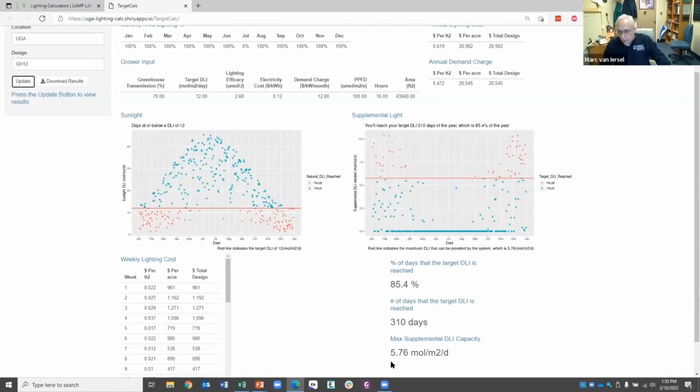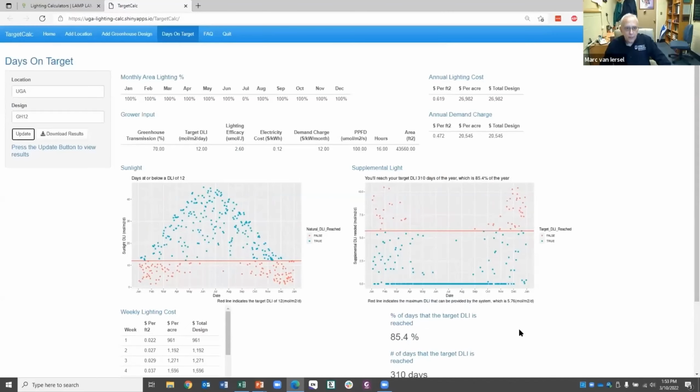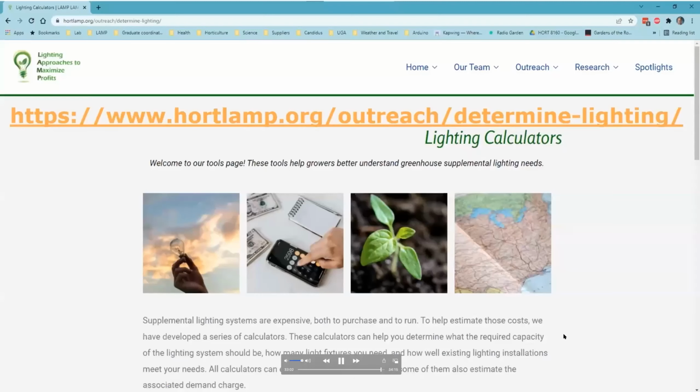And here we summarize the total amount of light that your lighting system can provide within a single day. Like with the previous calculator, you can download the results if you want to an Excel file, but once again, that is probably not of much interest to most people.